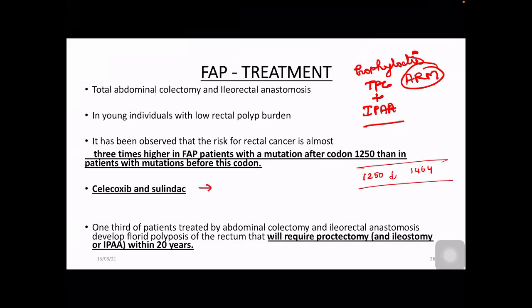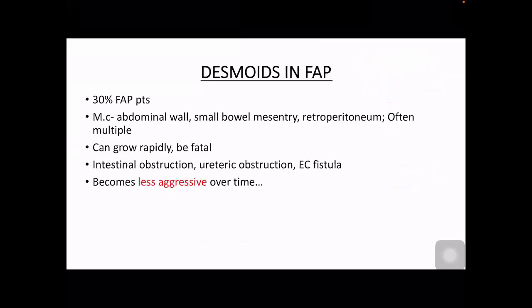which have been hypothesized to decrease the formation of polyps in this FAP patient, which is celecoxib and sulindac. But even then, 1/3 of patients who are treated by abdominal colectomy and ileorectal anastomosis develop florid polyposis of the rectum, and they will ultimately require proctectomy and end ileostomy within 20 years, which is around 1/3, basically 30% of patients. So even if the rectum is not involved and you're doing only a total abdominal colectomy and ileorectal anastomosis, 30% of those patients will ultimately progress to completion proctectomy.